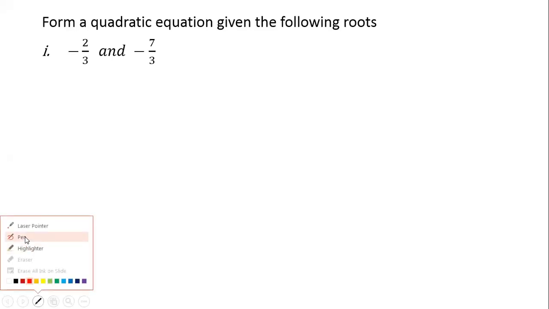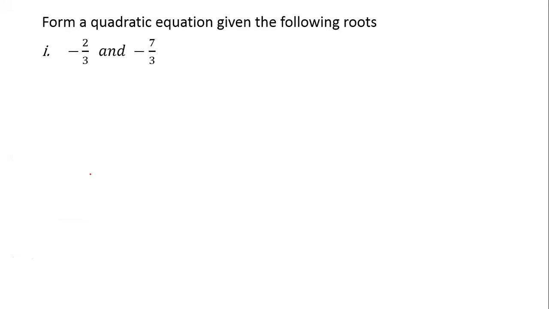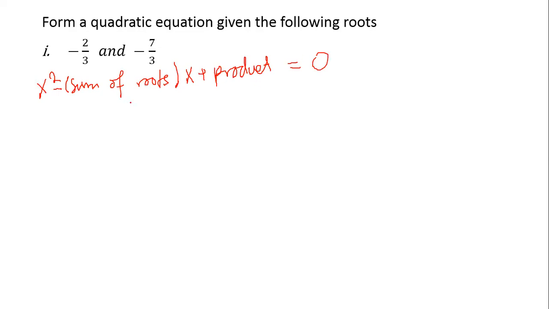So we are going to form a quadratic equation. Our question says: form a quadratic equation given the following roots. To form a quadratic equation, we substitute into x minus sum of the roots times x plus product of roots, and equate this to 0. Our duty here is simple: to find the sum and product.